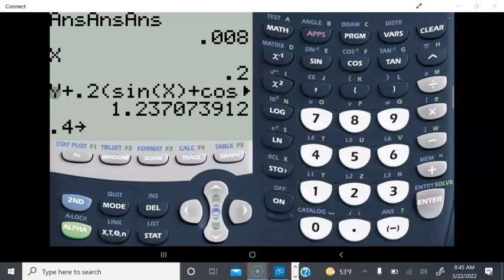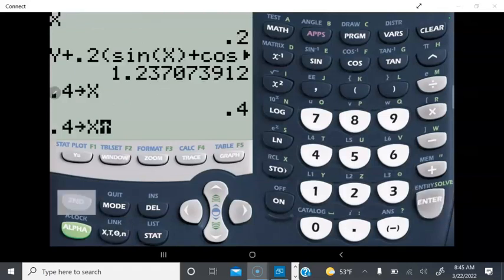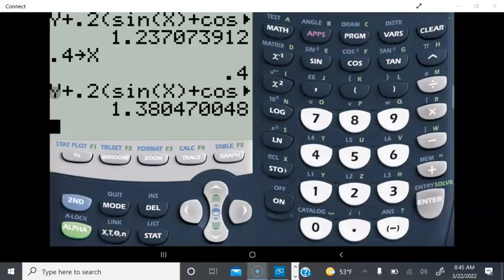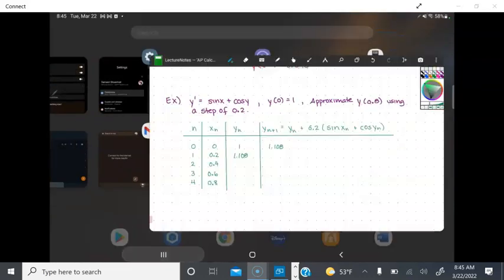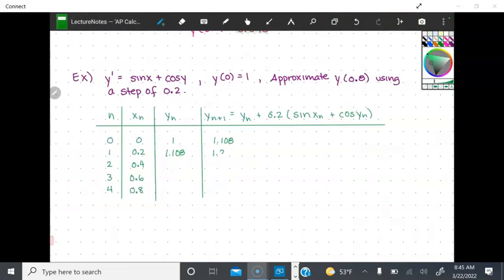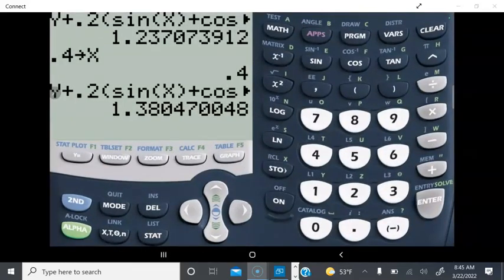Now that I've done this, it won't take long. 0.4 into x. And there's my next new value for y. And so on and so on. I'm going to be able to make it even faster than this, but 1.237. Let me record these values. 1.380.